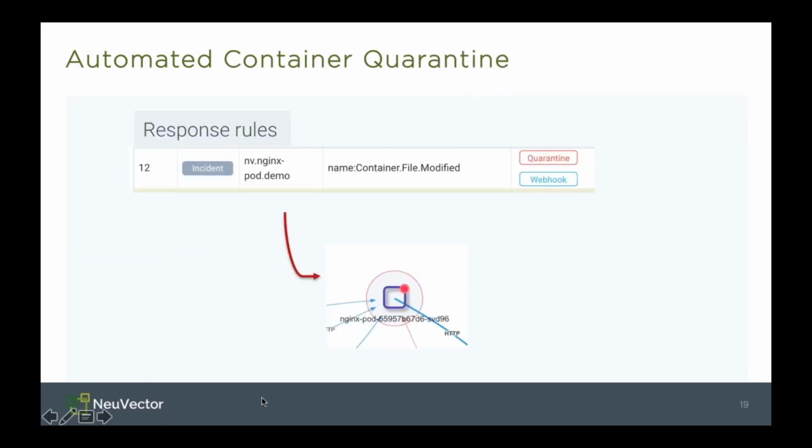And of course, we recommend that you just turn that on for a few minutes, otherwise you're going to be generating some pretty large PCAP files. You're also able to set up response rules, which, for example, this says if a container has been modified, the file system in a container has been modified, then let's do a custom webhook to notify, but let's also quarantine that container until we can get in there and figure out what's going on.